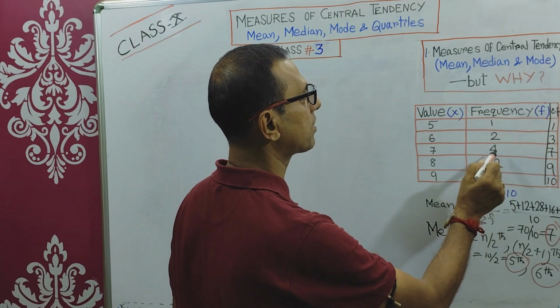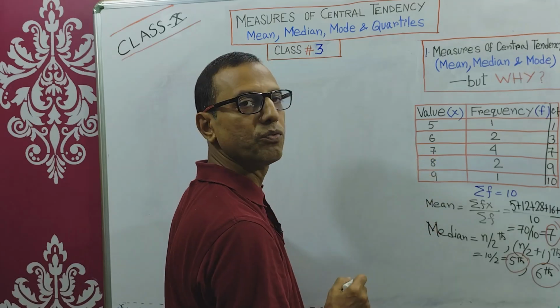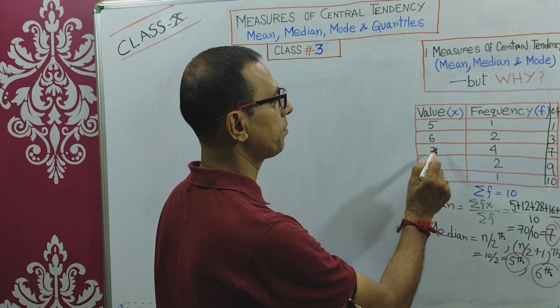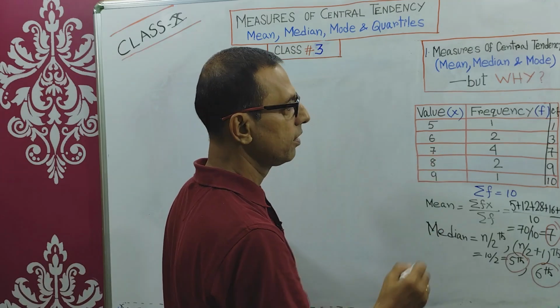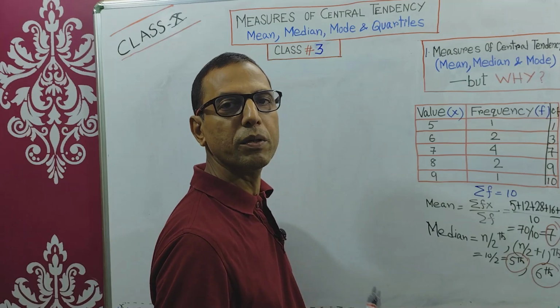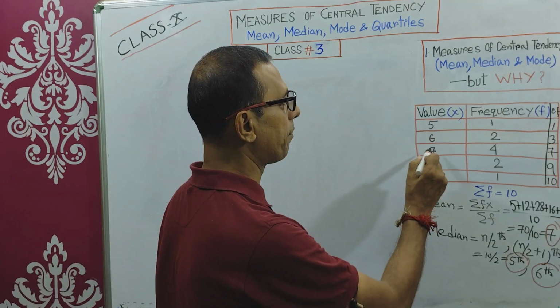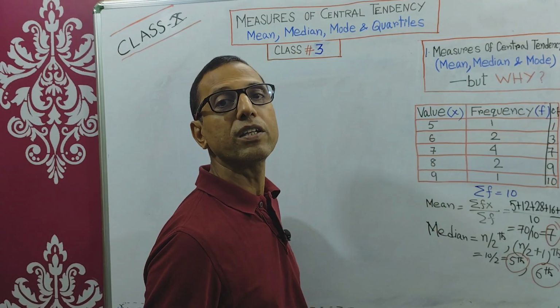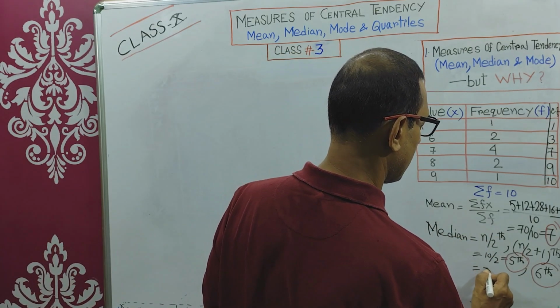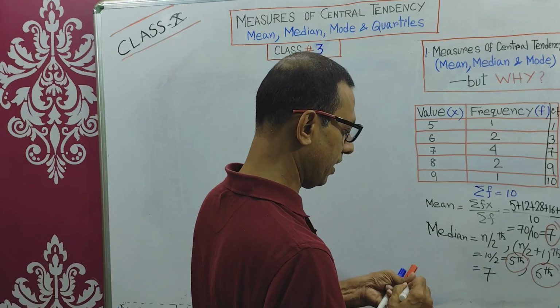So both the 5th and 6th terms will be the value 7, because 7 has the frequency 4. There are four 7s, which means the 5th and 6th terms will be 7. Both numbers are the same, so the median will be 7. If the numbers were different, then we would take the average of these two numbers. So in any case the median here is 7. So median equals 7.